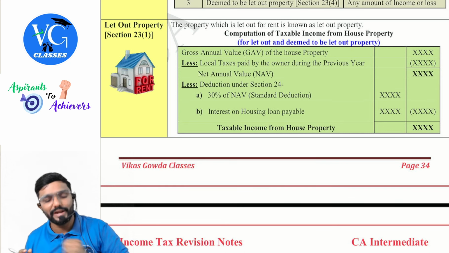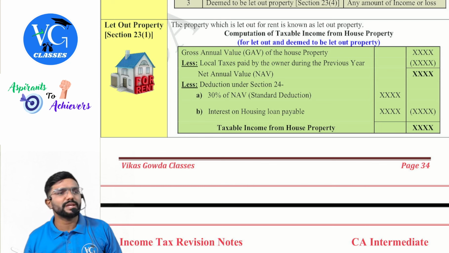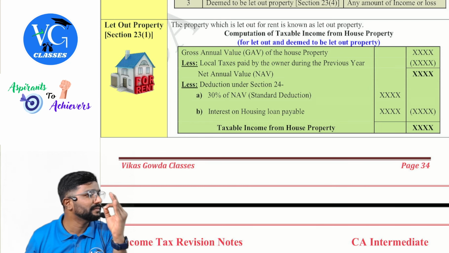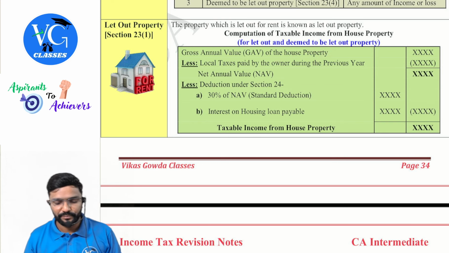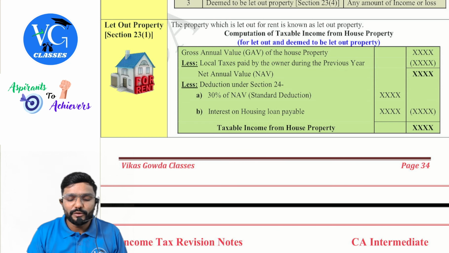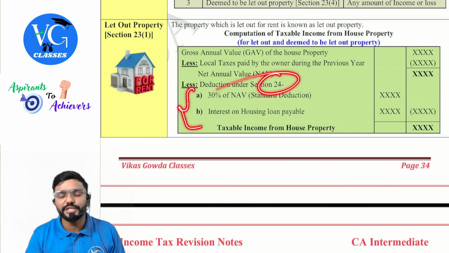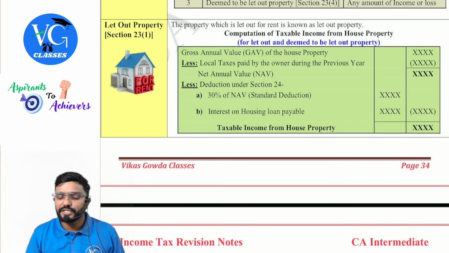Then we will reduce local taxes paid by the owner during the previous year. Local tax, property tax paid by the owner during the previous year. Which is our previous year, guys? 24-25. We get the net annual value. From net annual value, two deductions are allowed under section 24. First, 30% of NAV as standard deduction, meaning whatever NAV I have got, 30% of that.